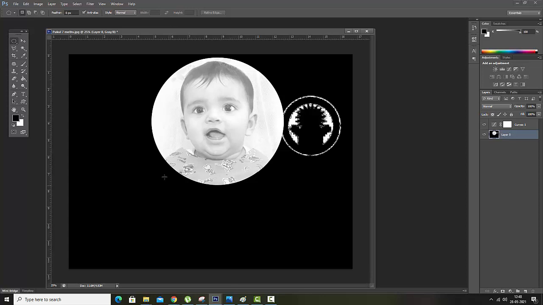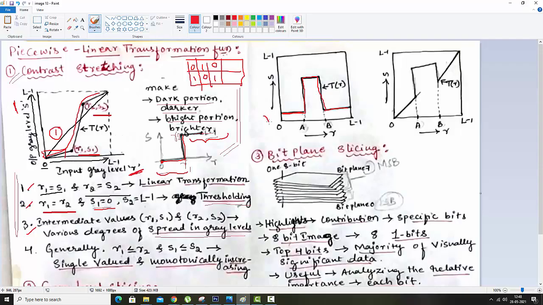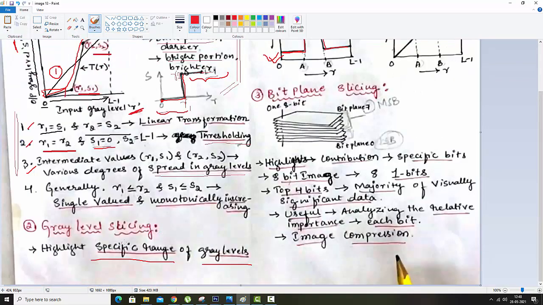The earlier portions are all gone, that has been erased. Only this portion has been left and that one I have affected. So actually this thing is occurring in this portion. So this is one of the gray level slicing.